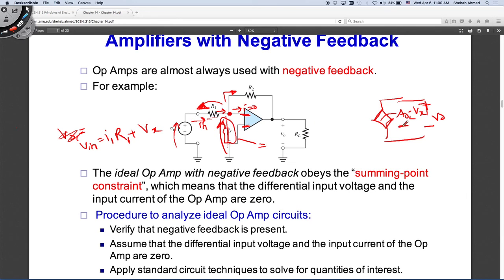This has an open loop gain of infinity. So even a small piece of infinity will be able to oppose anything that I put in and drive this input to 0. That's the idea that we're doing here. That's what this ideal op-amp or summing point constraint means in some sense.